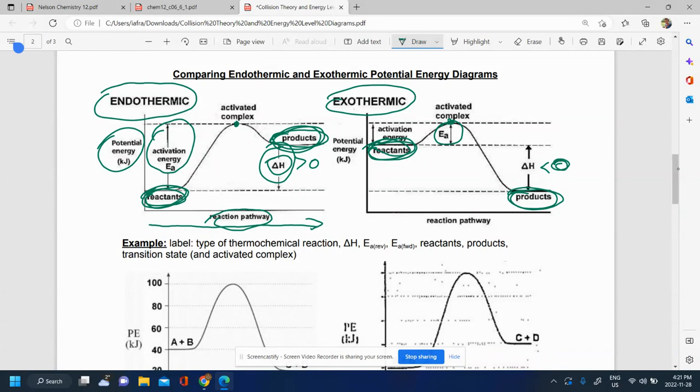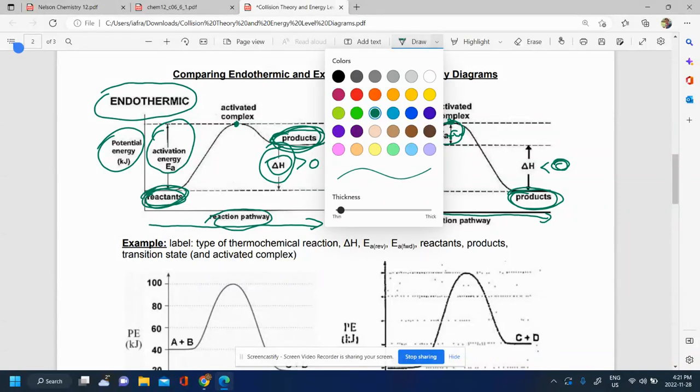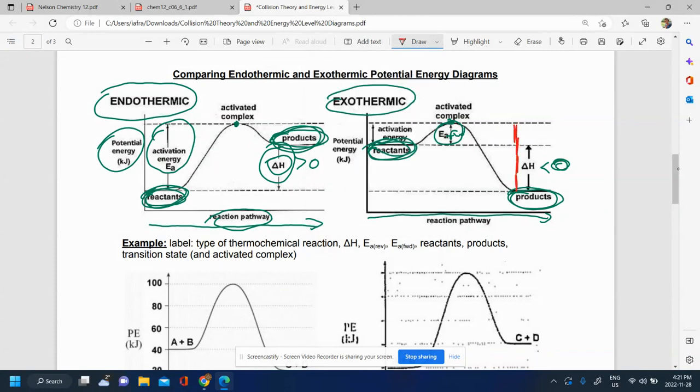Now, keep in mind, here we're looking at the EA forward because I'm talking about going from left to right. But if you want the EA reverse for this reaction, you would essentially have to look from here all the way up to the highest point. So that would be EA reverse specifically. So this over here is your delta H being less than zero. Remember, regardless of what type of graph you're looking at, delta H does not include the EAs.